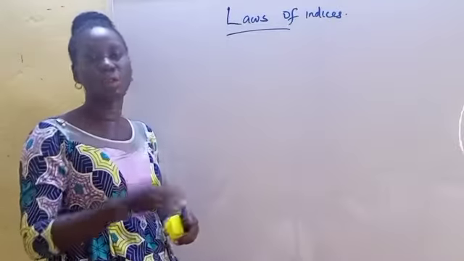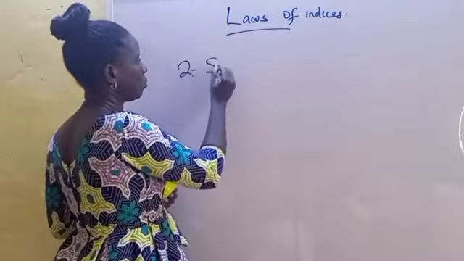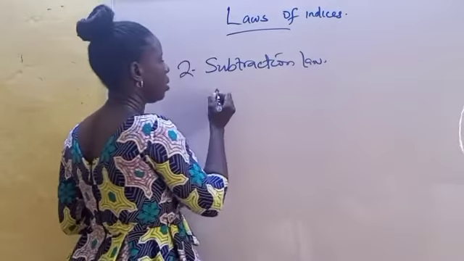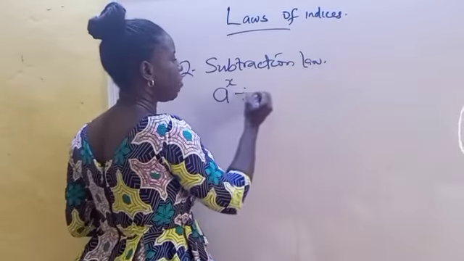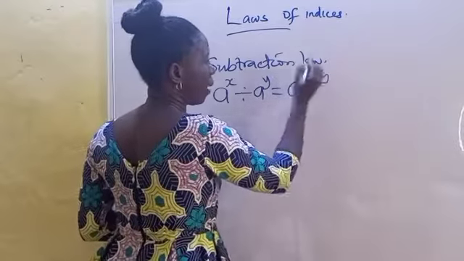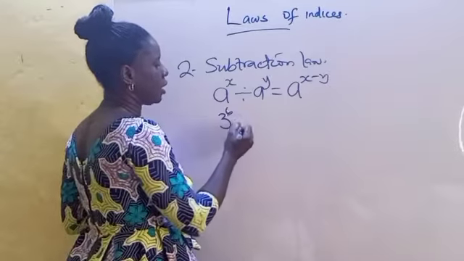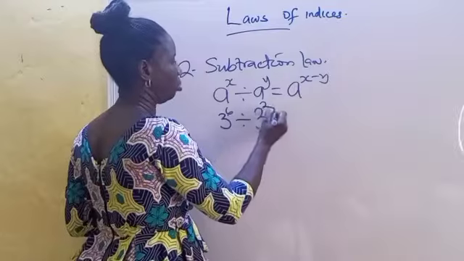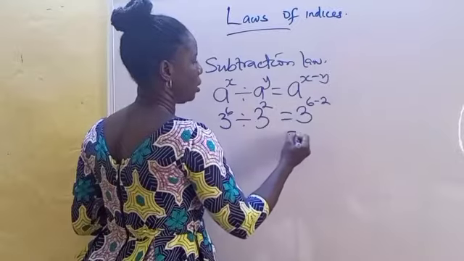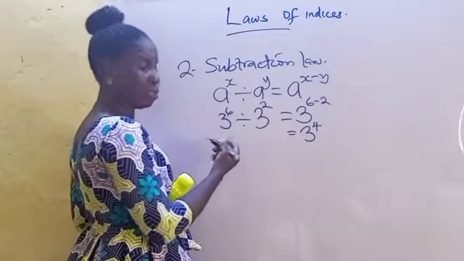The next law of indices is the subtraction law. It says a^x divided by a^y is actually a^(x-y). So if we have 3^6 divided by 3^2, it simply means that 3^(6-2) is equal to 3^4. Let's see if the answer is correct.